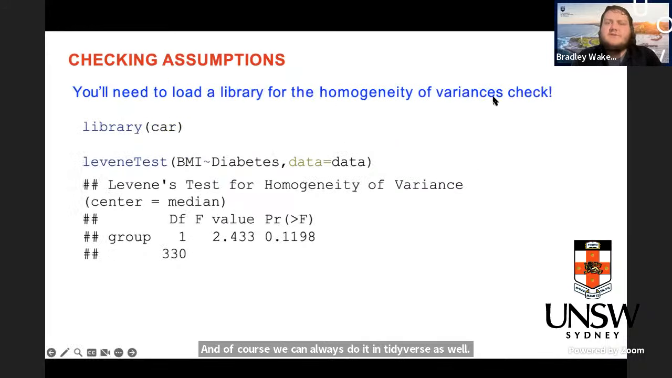So in order to do the homogeneity of variances check, we'll need to load a separate package. All we have to do is load car, and then the Levene's test will be available to us. And we can specify BMI given by diabetes, and it will spit out some nicely formatted output for us to interpret.